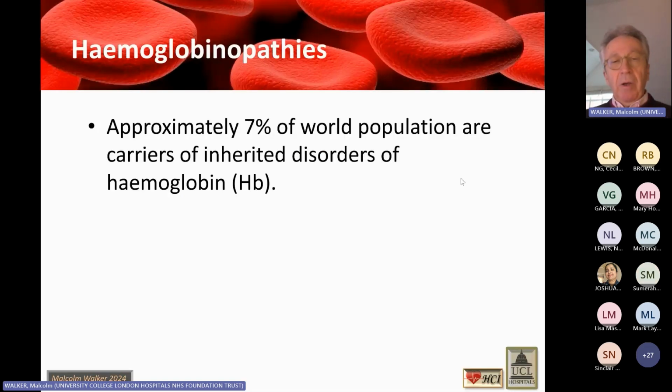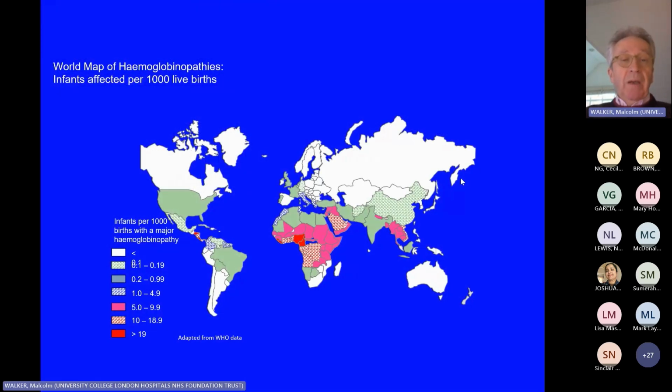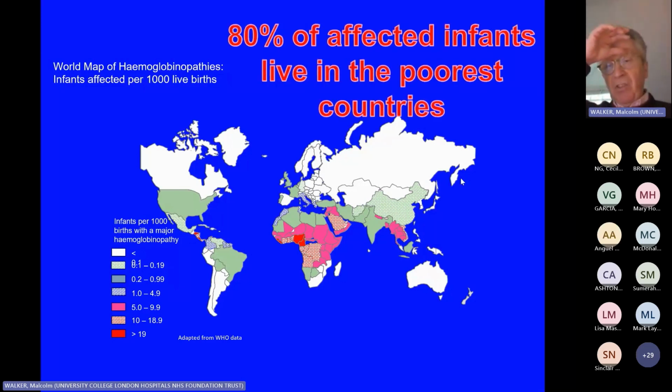And I start by saying this is a big problem. 7% of the world population carry inherited disorders of hemoglobin of one sort or another. And the spread is not equal. This is the WHO world map, with the red being the very high incidences, as you can see in that little plan. And you can see a very distinct distribution along the equatorial regions, but with modern travel, there isn't any country in the world that doesn't have an incidence of these conditions.